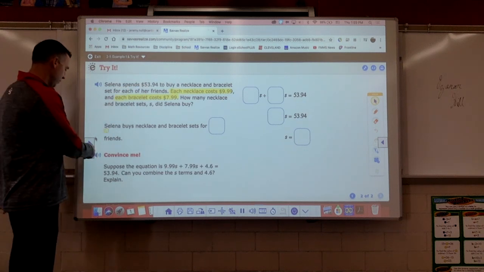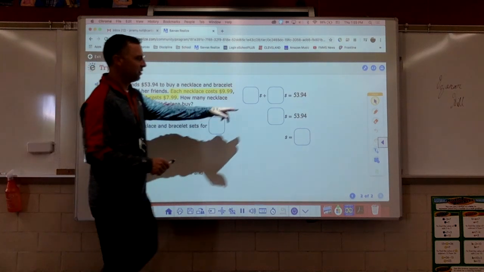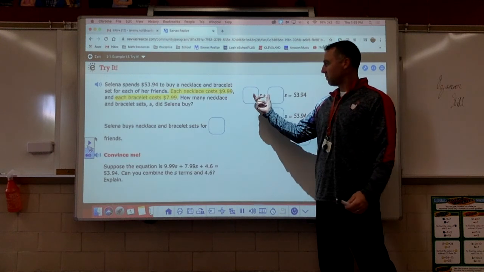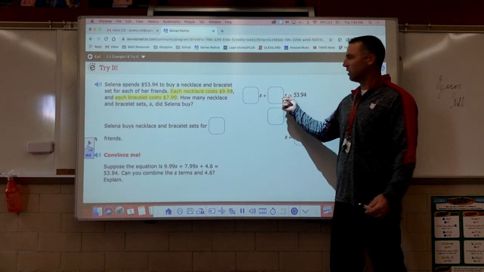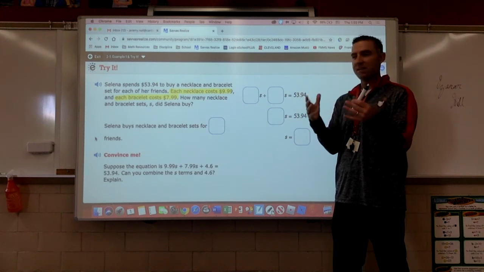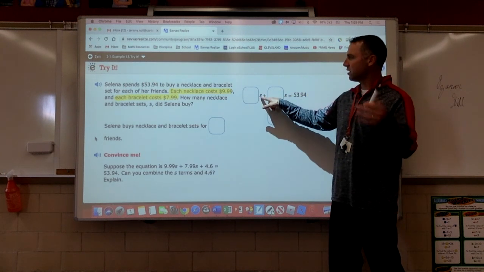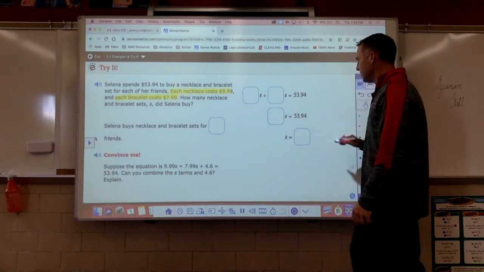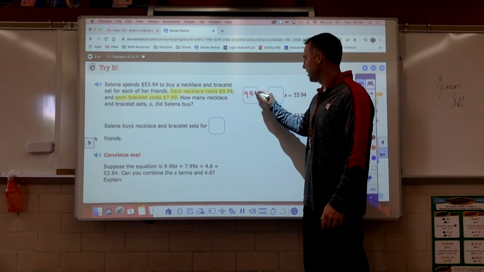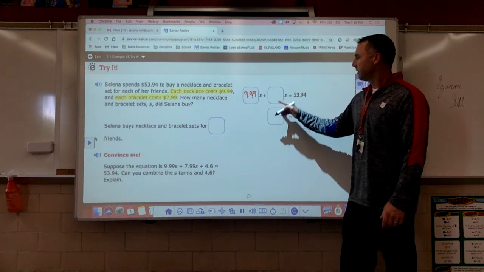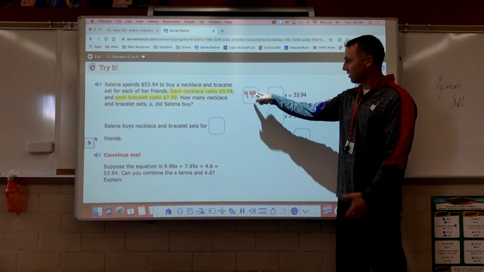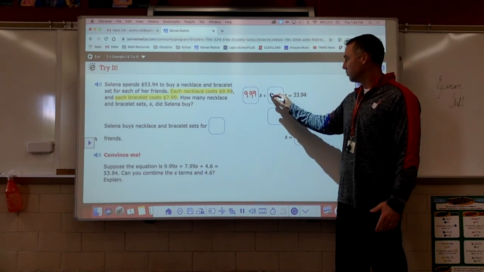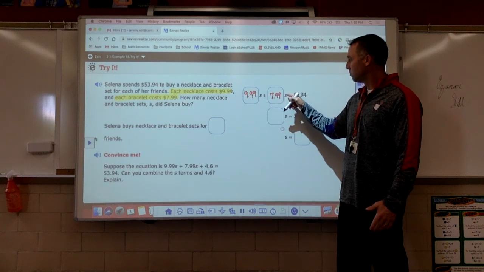Well, she spent a total of $53.94. So if we analyze this equation over here, the total is set up to be the total amount that she spent. Now, what did she buy? She bought some number of necklaces and some number of bracelets. Those come in a set. How much did it cost per set for each necklace? I think the coefficient of this should be $9.99. Yes. Now, this second part is going to talk about the cost per bracelet, which is $7.99 per set.